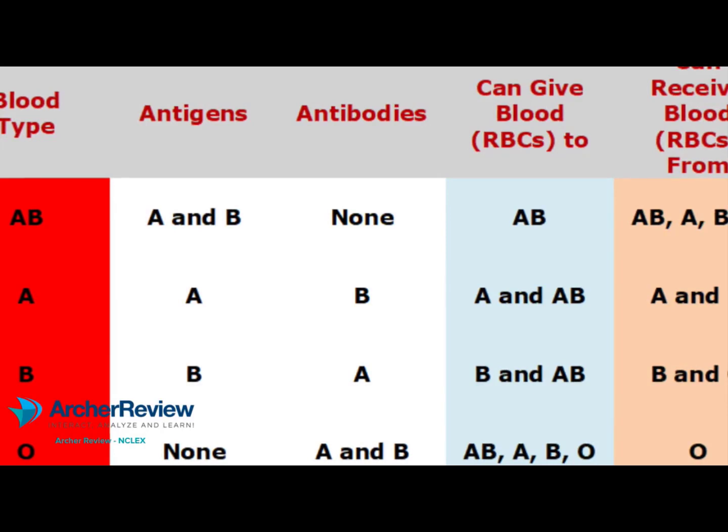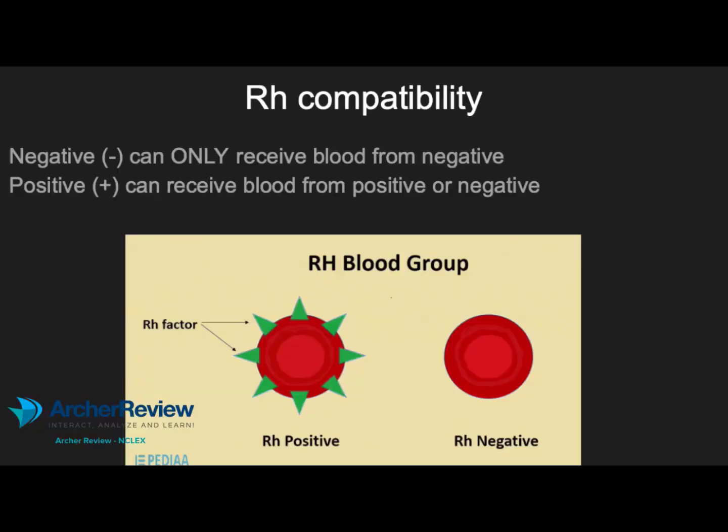ABO incompatibilities are the most serious. They are frequently fatal, and hospitals do a lot of work to make sure we are not giving incorrect blood types to our patients. All right, we've got ABO compatibility. The next part of compatibility for blood questions on the NCLEX is RH compatibility. This is super straightforward. It won't take more than a minute.